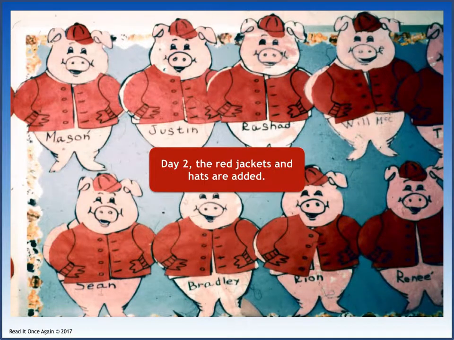The next day, the children used their visual discrimination skills to paste the jackets and hats on the pigs. Most of these children were 4 years old and had been in the Read It Once Again program for 2 years.